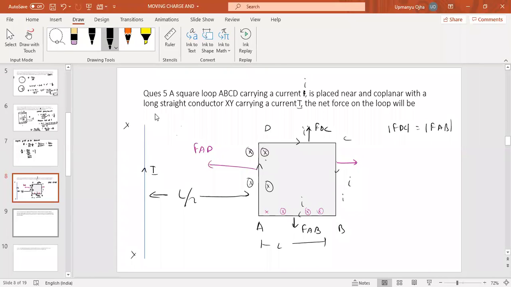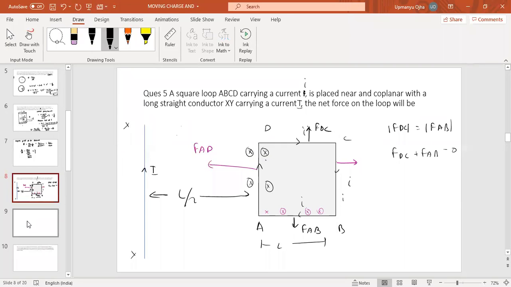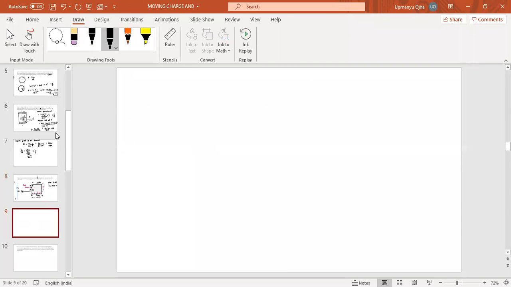Because the directions of force are opposite, there is no net force on this wire; that is, force on FDC plus FAB is 0. Which means there is no force on the DC and AB wires, but there is force on the AD and BC wires. And how do we get that force? First of all, we have to find the magnetic field on AD. So what is the value of the magnetic field?